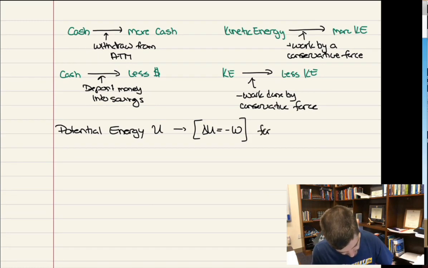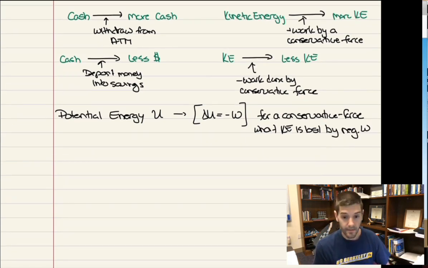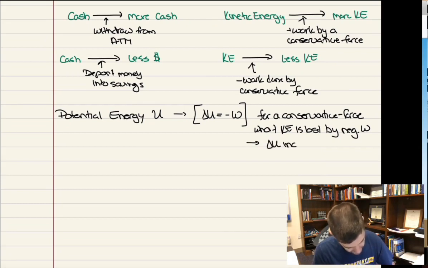All right, so for a conservative force, for example, what kinetic energy is lost by negative work? That means W is negative. Negative W is then positive. As a result, the potential energy increases.